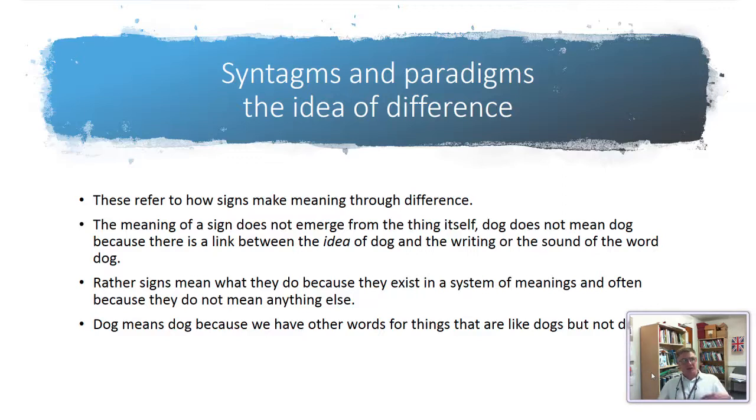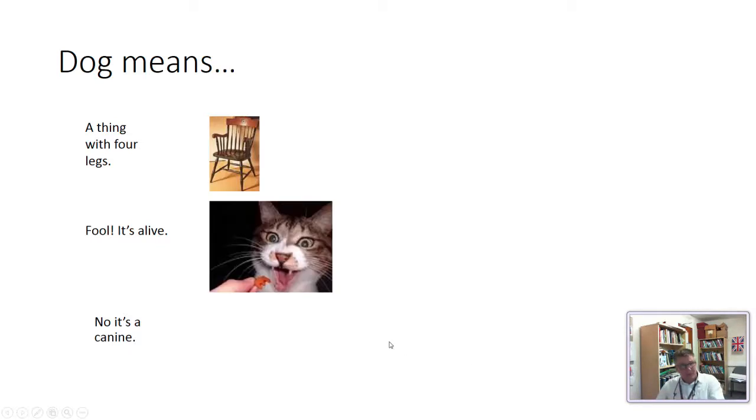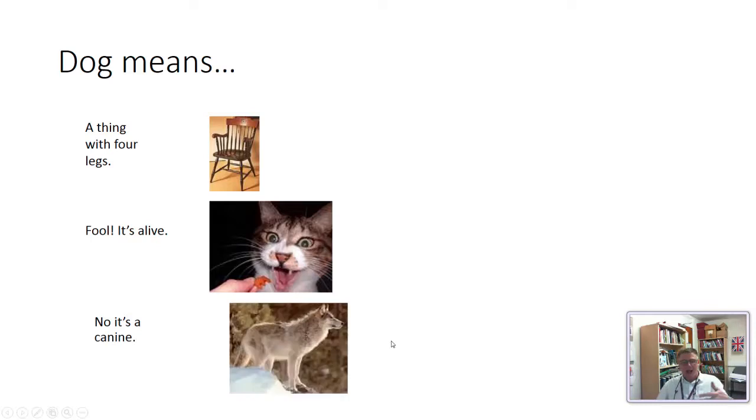So if I said to you, okay, tell me what a dog is, you might say something like, oh, it's an animal with, I don't know, something with 4 legs. Yeah, okay, you mean like that? No, it's alive. It's not something like that, it's actually alive. Are you like that? No, it's canine. Like that you mean? No, that's a wolf. And slowly we work out what dog means by working out what dog doesn't mean.